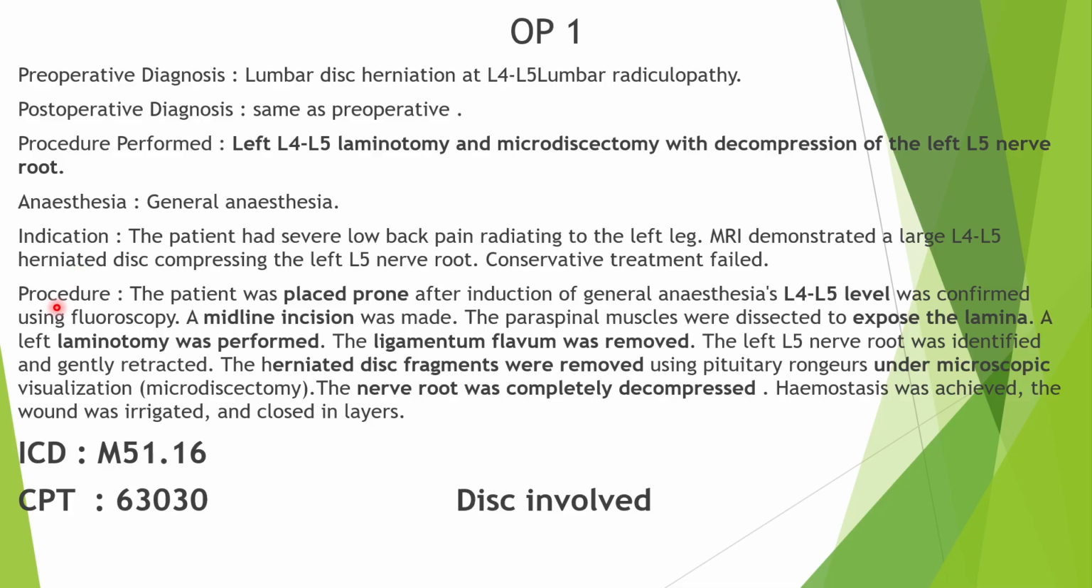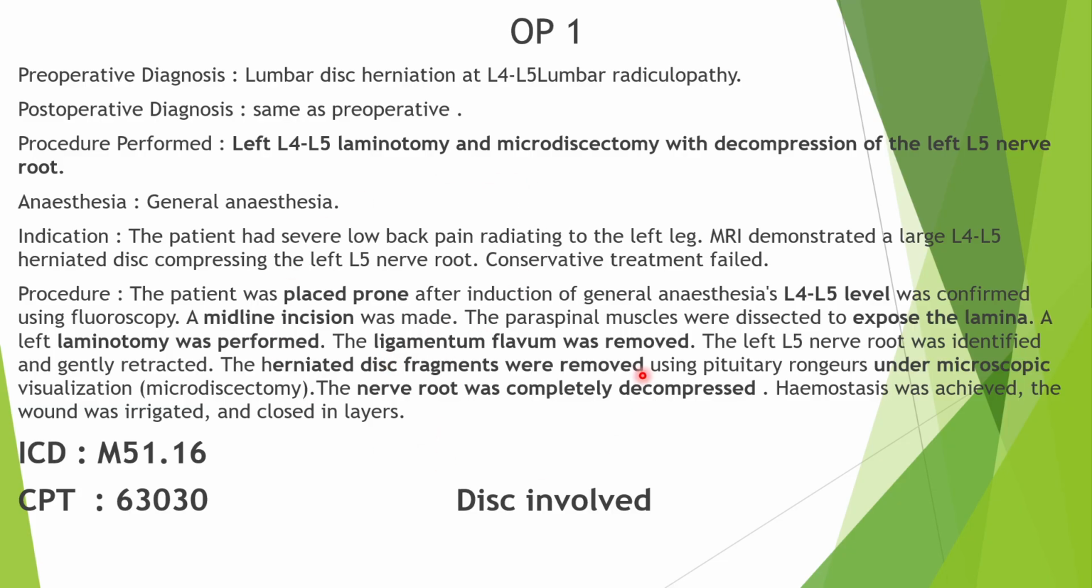Conservative treatment failed, so the procedure was done. The patient was placed in prone position after induction of general anesthesia. L4 to L5 level was confirmed using fluoroscopy. A midline incision was made and paraspinal muscle was dissected to expose the lamina, and left laminotomy was performed. Ligamentum flavum was removed and the left L5 nerve root was identified and gently retracted, and herniated disc fragments were removed using pituitary rongeurs and microscope visualization. Microdiscectomy. The nerve root was completely decompressed, hemostasis was achieved, and the wound was irrigated and closed in layers.